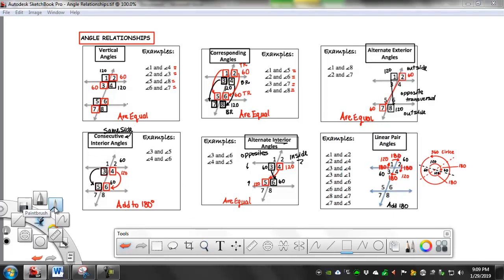Now, a couple of things to remember. Vertical angles are equal. Corresponding angle pairs are equal. Alternate interior angles are equal. And alternate exterior angles are equal. Now, the consecutive interior angles and the linear pair are different because they add to 180.